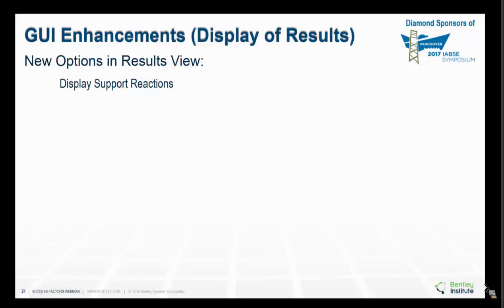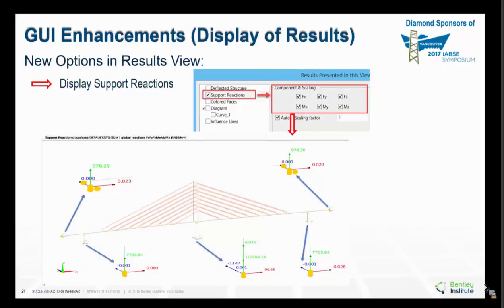Another user experience enhancement is that we added new options in result view. Basically, this is one of the wishes that our users had. Our users can display the support reaction inside the result view option. You can see it here. We have the option for the support reaction. When you click on that, you have a component. You can see the forces or moments at the supports, in the reactions. For example, here you can see them in the global direction.